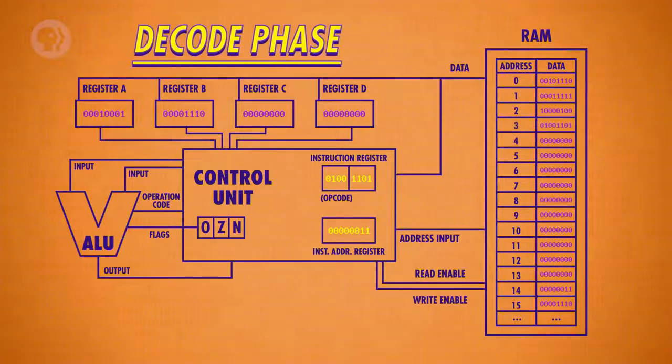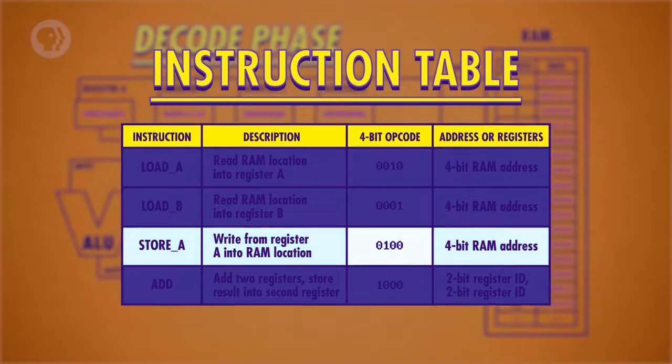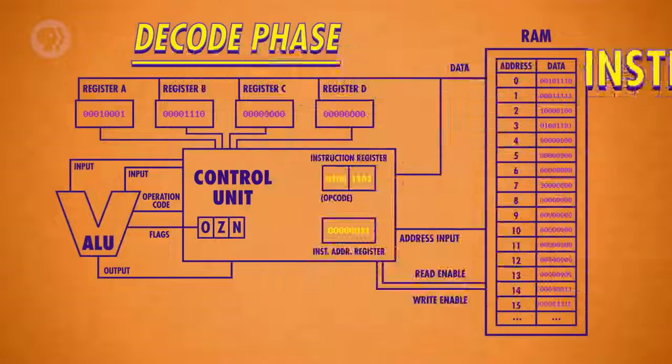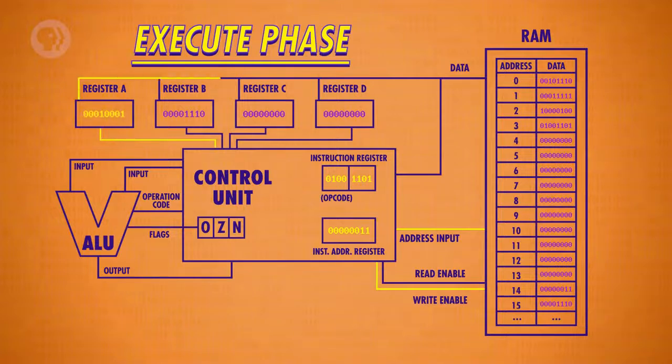01001101. When we decode it, we see that 0100 is a store A instruction with a RAM address of 13. As usual, we pass the address to the RAM module, but instead of read enabling the memory, we write enable it. At the same time, we read enable register A. This allows us to use the data line to pass in the value stored in register A. Congrats, we just ran our first computer program.